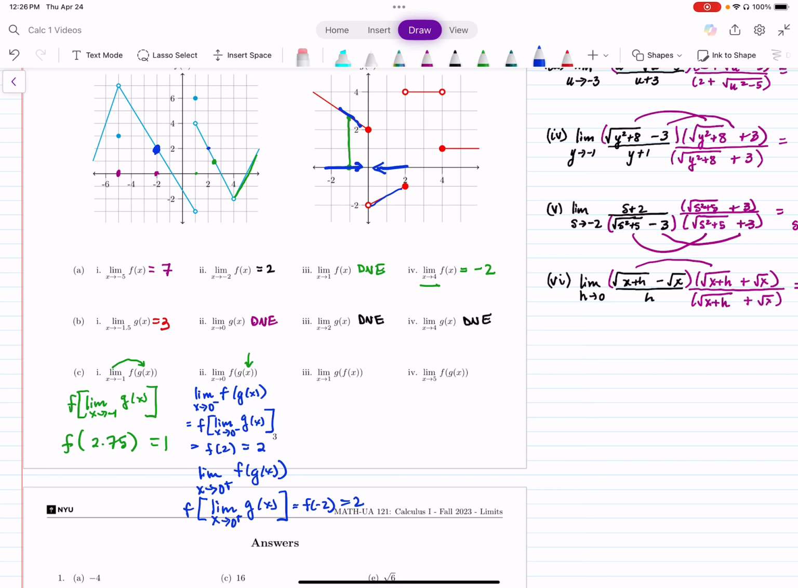So because the left and the right-hand limits exist, this limit is in fact 2. Perfect. We'll stop there.